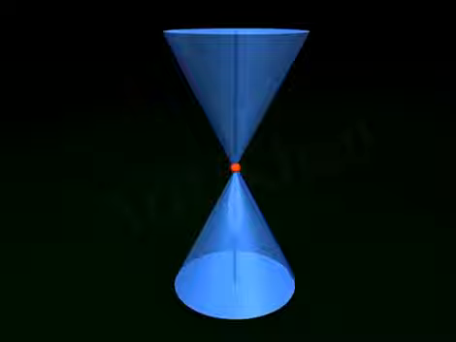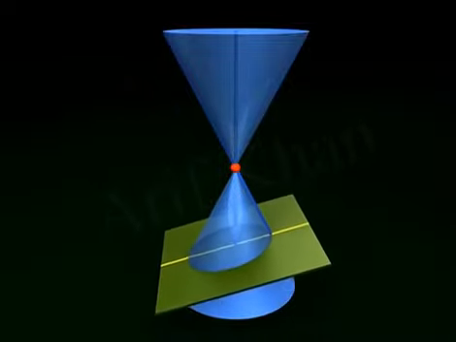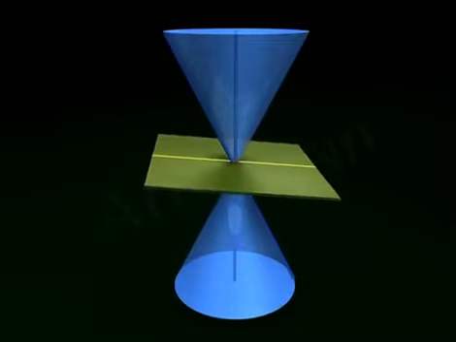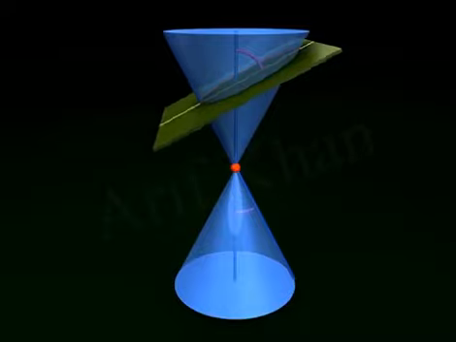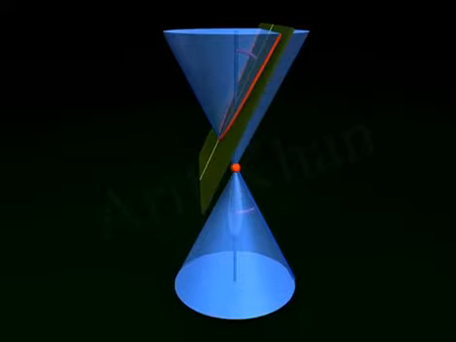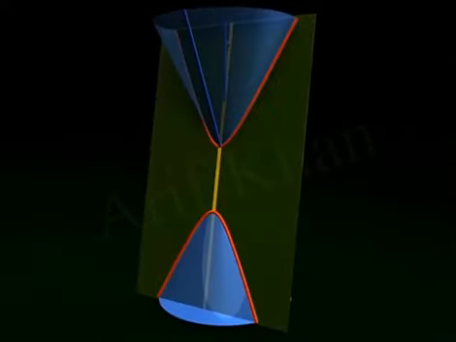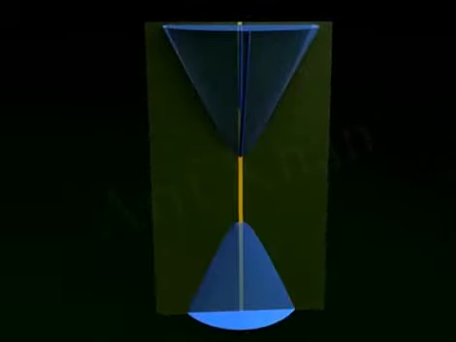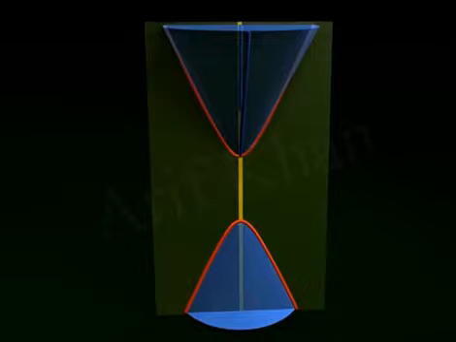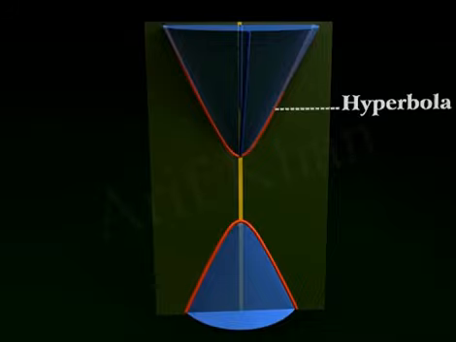Hyperbola. The plane intersects only one nap of the double right circular cone as long as the angle between the plane and the vertical axis is greater than or equal to the vertex angle. However, if the plane intersects the vertical axis at an angle smaller than the vertex angle, the plane intersects both the naps of the cone to form an open curve called a hyperbola, which has two disjoint curves.